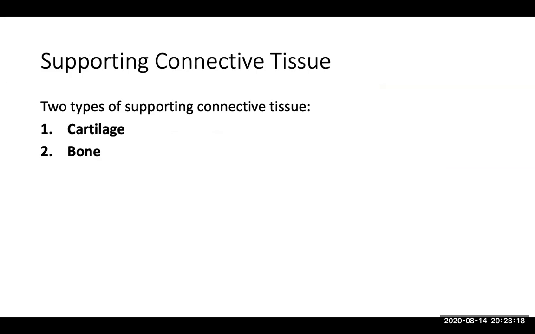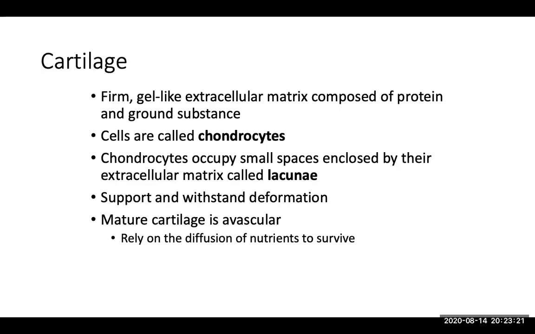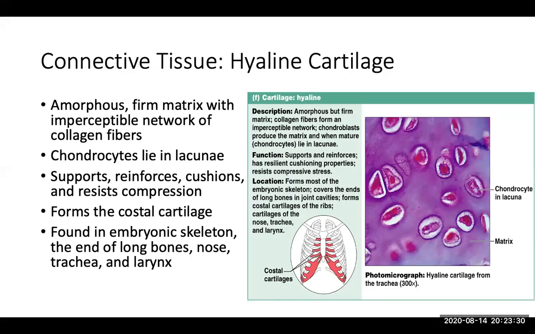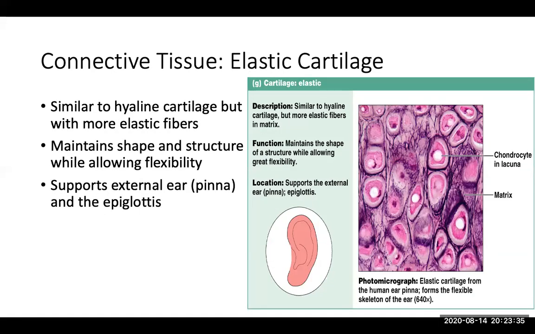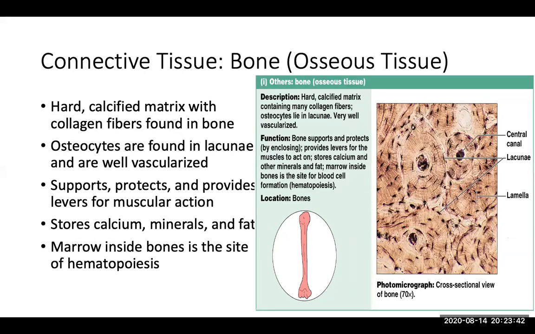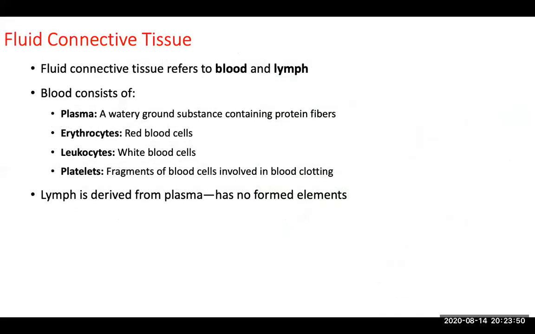Cartilage and bone are the supporting connective tissue types. So here is a look at cartilage and some of its characteristics. The cells in cartilage are called chondrocytes. These are the 3 types of cartilage. Hyaline cartilage is glossy. Elastic cartilage is formed in the external ear and your epiglottis. And fibrocartilage is found in your intervertebral discs. Bone then is another type of connective tissue, and this is a microscopic look at bone. Fluid connective tissue is then blood and lymph.